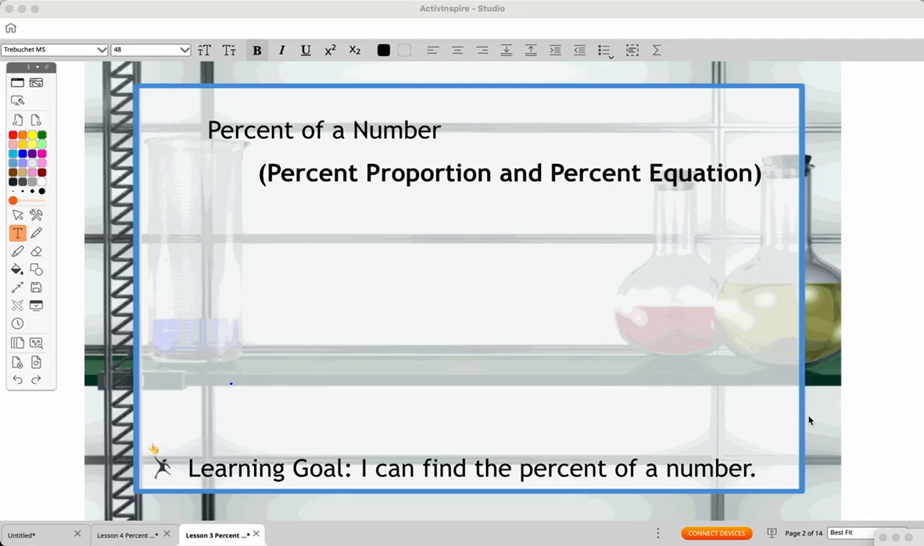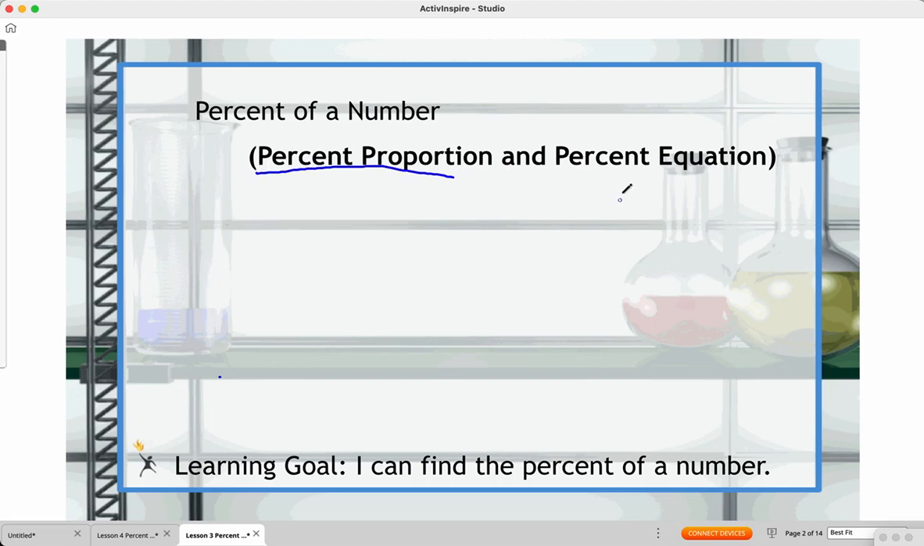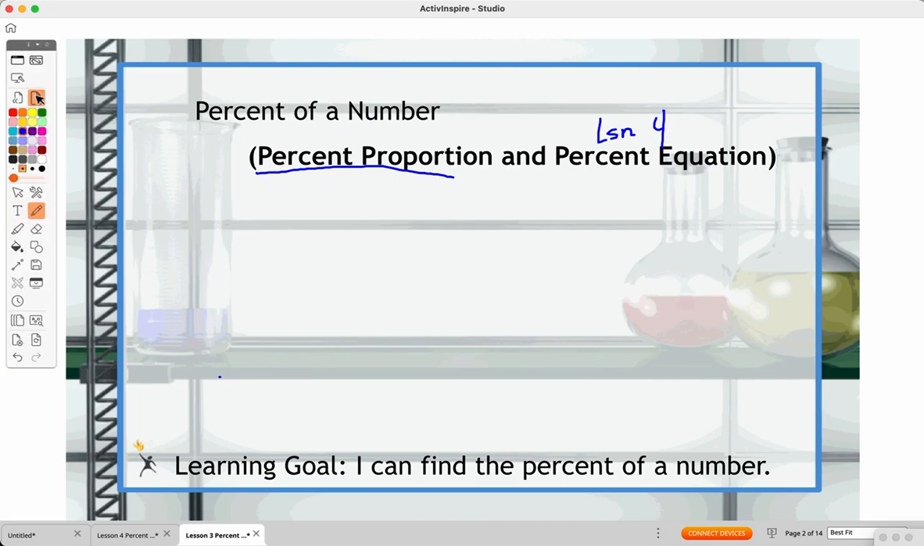So today we're going to talk about percent of a number. Last time we talked about converting fractions to decimals to percents, and we also took a look at estimating percents. Today we're actually going to find the exact answer. There are two ways to look at it. We're going to spend today looking at how to do it with percent proportion, and then on lesson 4, we're going to look at percent equation and be able to move to both of these. So let's start with percent proportion.